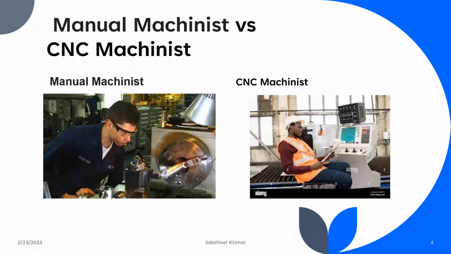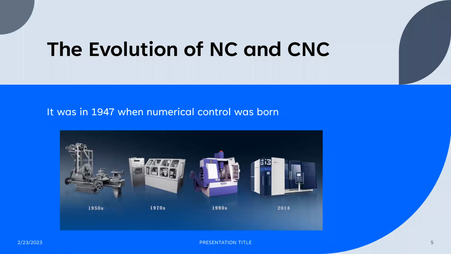So next one, see here, this one is the manual operator. The manual operator does every operation manually. But the CNC operator just feeds the program, and the machine automatically does the operation. So this is the evolution of the NC and CNC machines. In the 1970s, the first numerical control machine was born. Later, this is the evolution of the CNC machines.